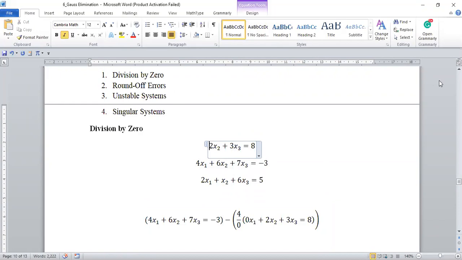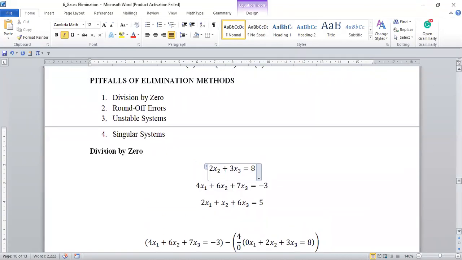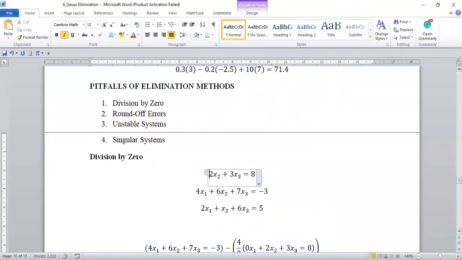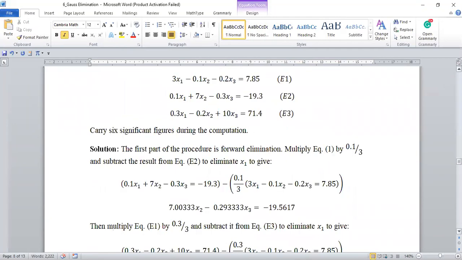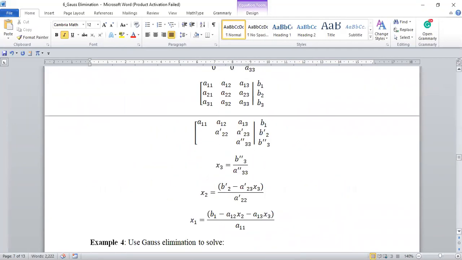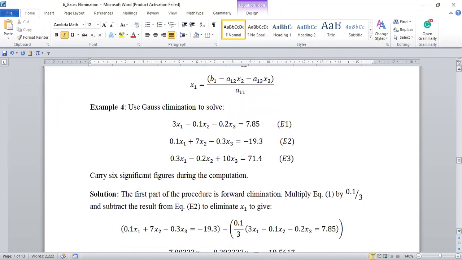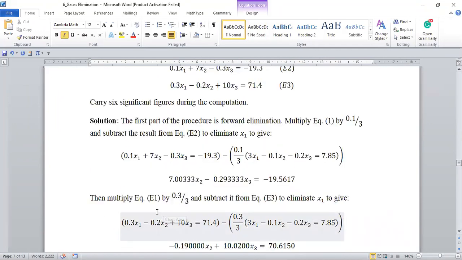So the second pitfall is round off errors. Somebody was actually asking how many decimal places you are going to use. Round off errors will occur if, for instance, given this question, I've just used one decimal place. So here I'm just going to get 7.0, then 0.3. Then all my answers are going to be in one decimal place.